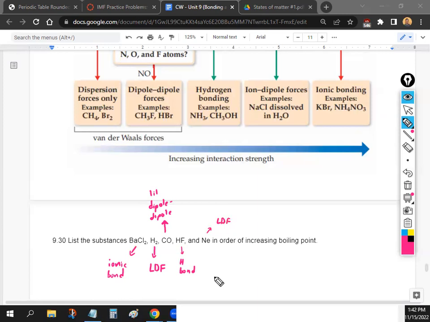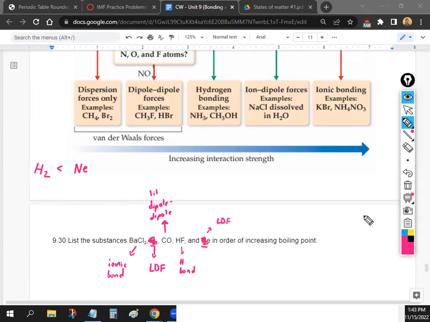Okay, so we want to put them in terms of increasing boiling point. So let's figure out which one has the lowest boiling point. Our two options are H2 and neon, because they experience the weakest intermolecular forces. But which one do you think is the weakest out of the two? It's H2. Why? It's smaller, right? It's just 2 protons, 2 electrons. Molar mass is 2. So that one's gonna be lowest, and the next one right after that is going to be neon. So we're gonna cross that out.